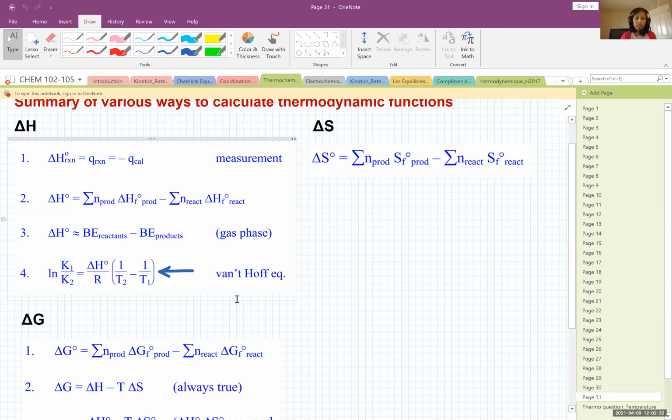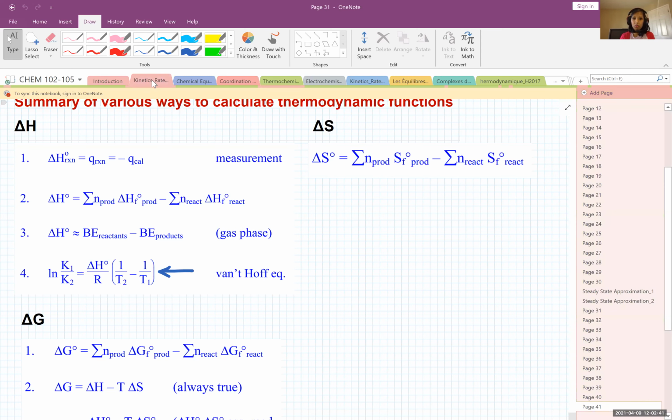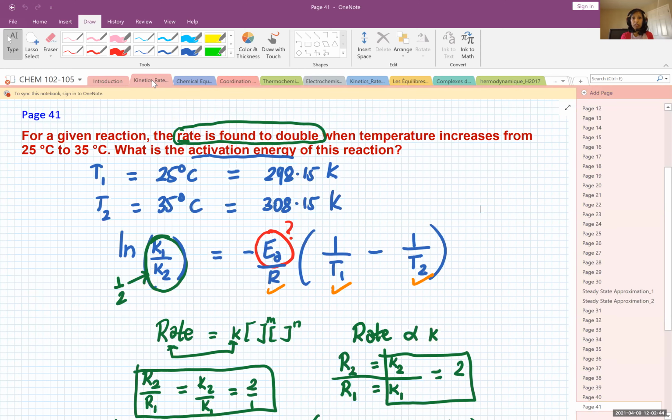This one, the Van 't Hoff equation, like I mentioned last time, I see many students confusing it with the equation that we saw in Unit 1. The other day, I was stupid enough to be looking for it in Unit 2. I don't know why. It's here on page 41. In this equation, K1 and K2 are rate constants, okay? They are not equilibrium constants. That's the difference. And the other parameter we have in here is activation energy.